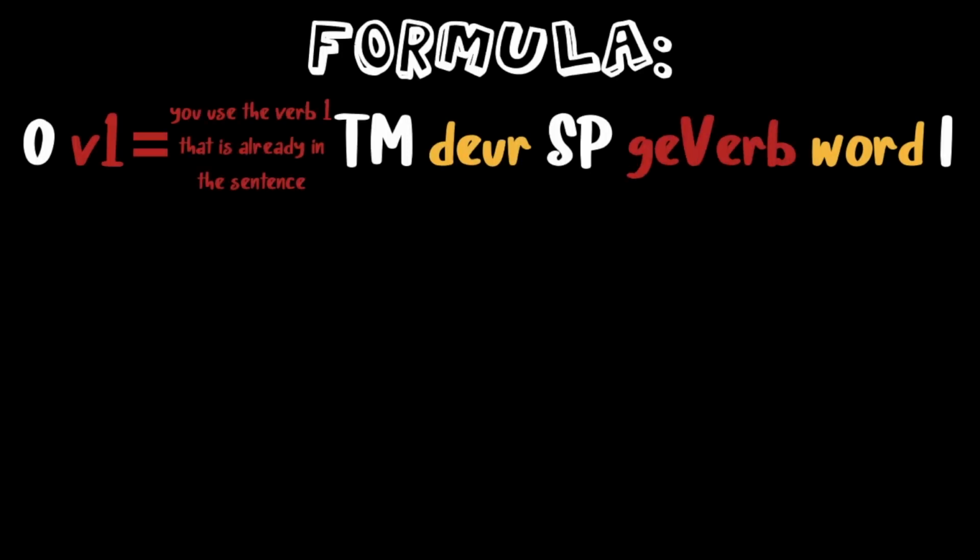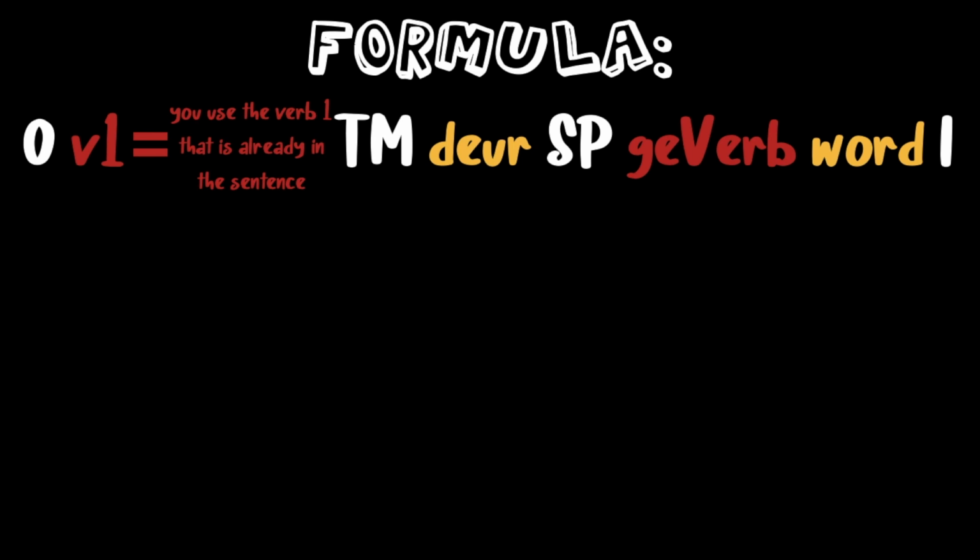So now this formula is a little bit tricky. Okay? So your formula is object, verb one. You use the verb one that is already in the sentence. You cannot change the helping verb because that's going to change the whole meaning of the sentence. As we went through before, each helping verb has a specific meaning. So once you take that out, it won't have the same meaning anymore. Okay, so that is why you would keep the same verb one.